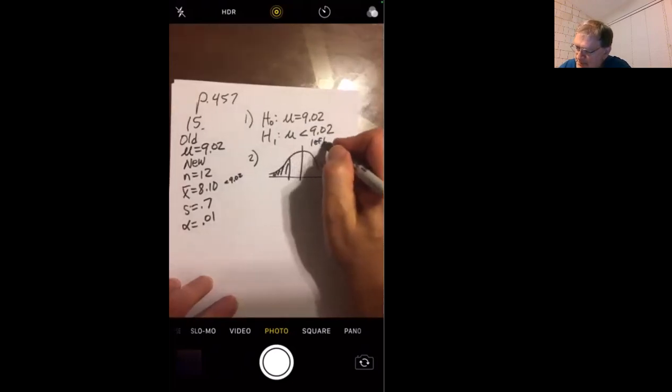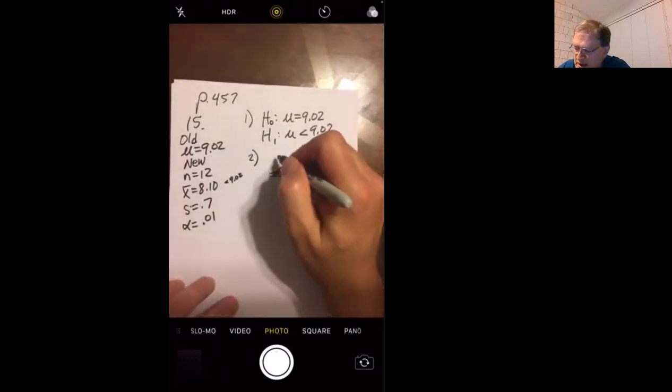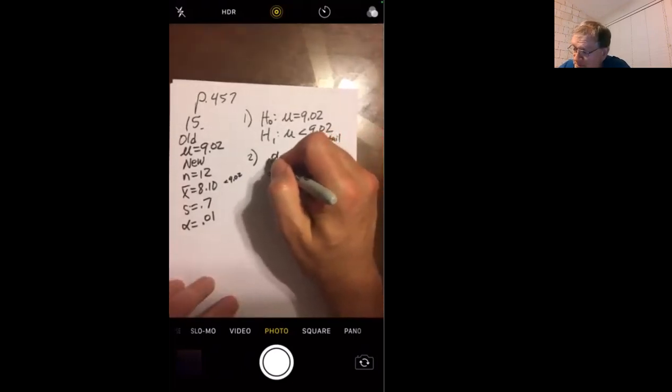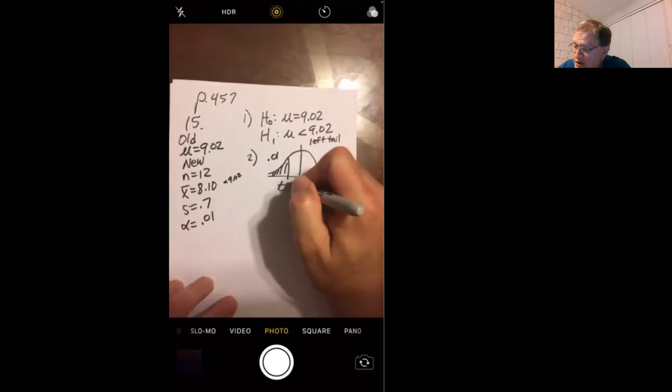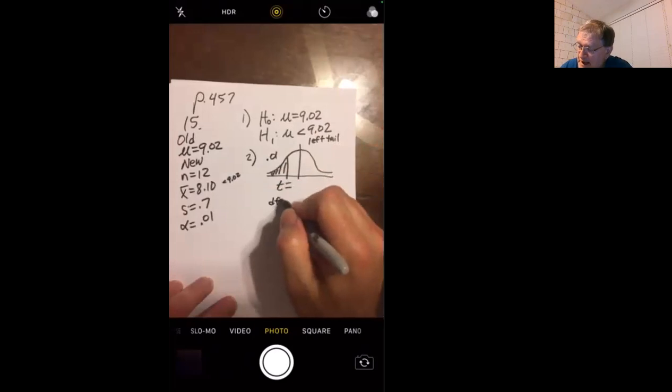Left tail. You don't have to write all these things. There'll be 0.01 in that tail. You need a t-value here. This will be in the table. Your degrees of freedom will be 11.